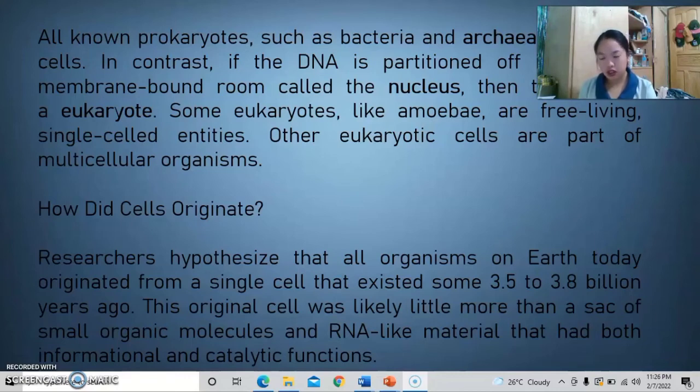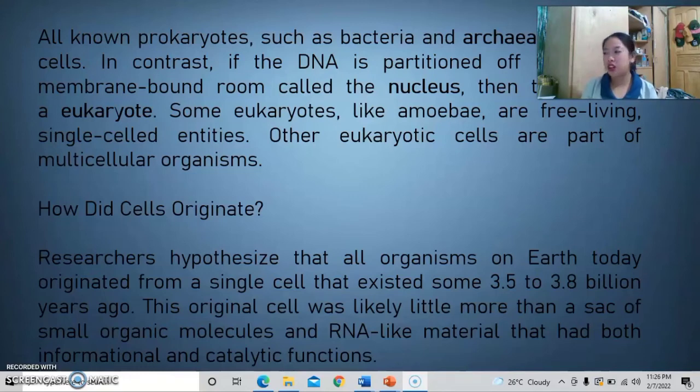So, examples of eukaryotes are animals, plants, fungi, algae, and protozoans.